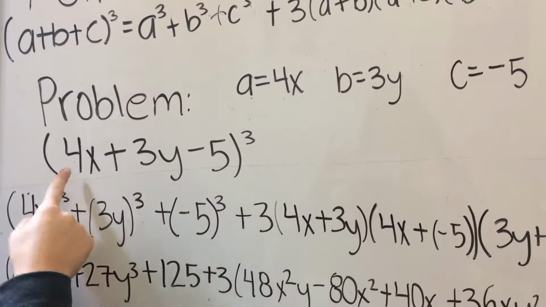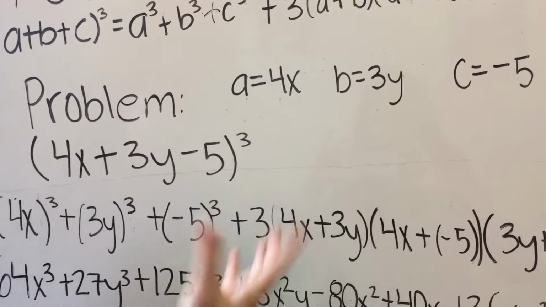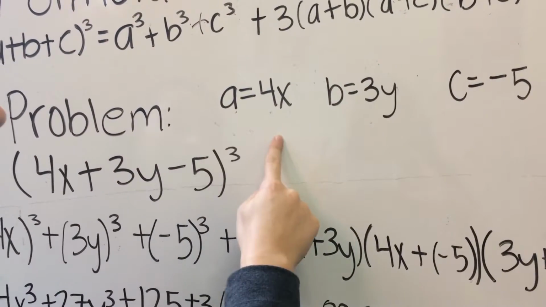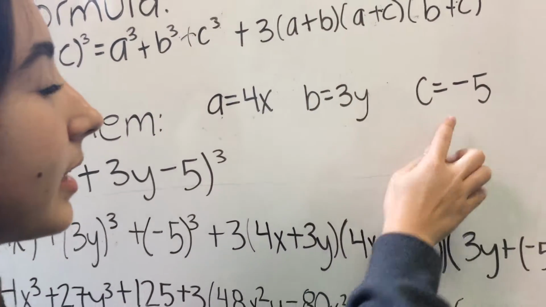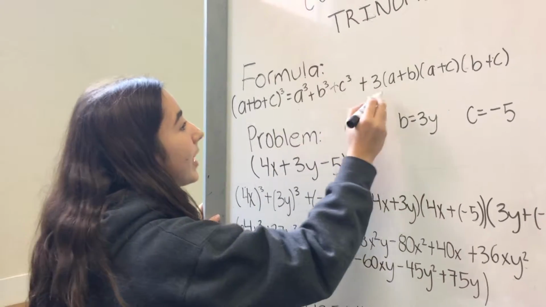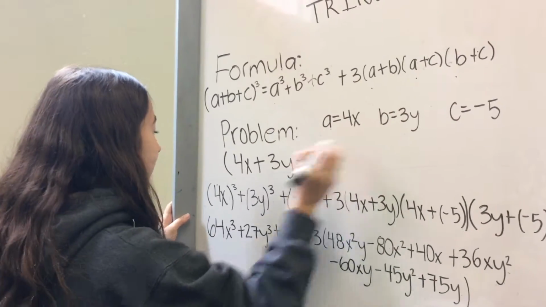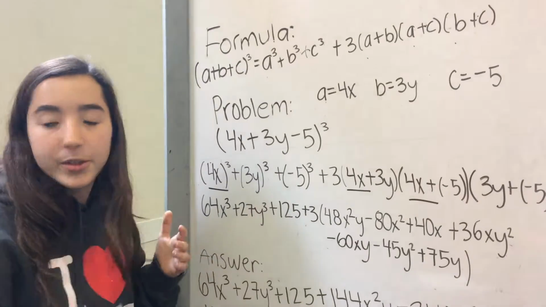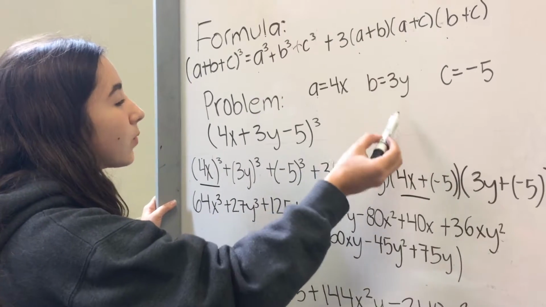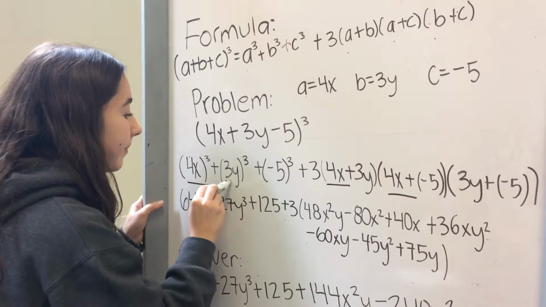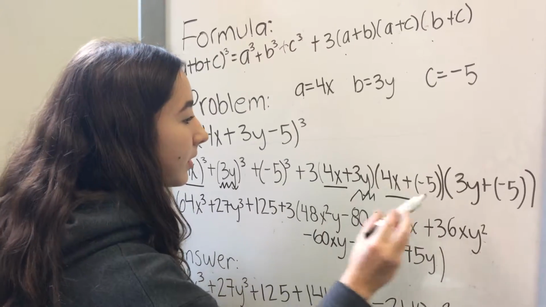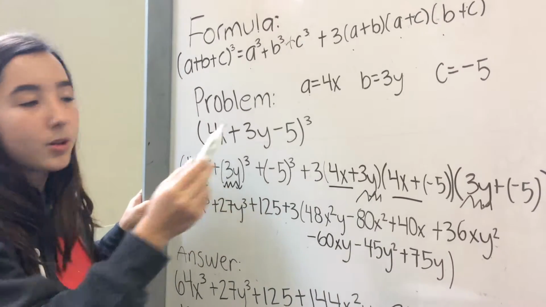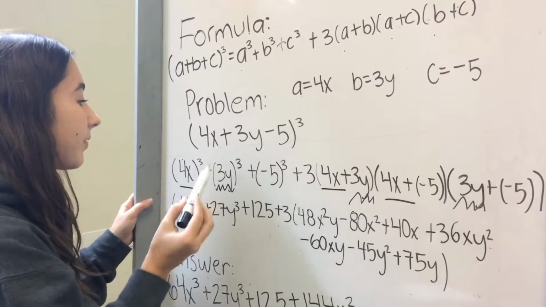So, because the problem is 4x plus 3y minus 5, all that to the cube, we're going to first substitute the values. So a will be 4x, b 3y, and c minus 5. Every time it appears in the formula, you're going to substitute it by the value of 4x, for example. You're going to do the same with the rest of the letters, such as 3y as in b, in here. Finally, the negative 5 every time the c appears in the formula.